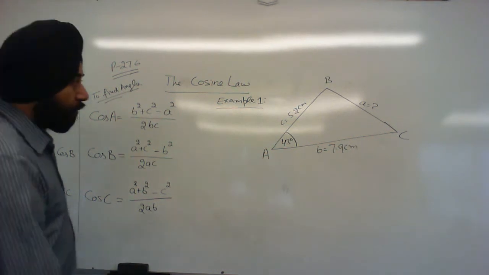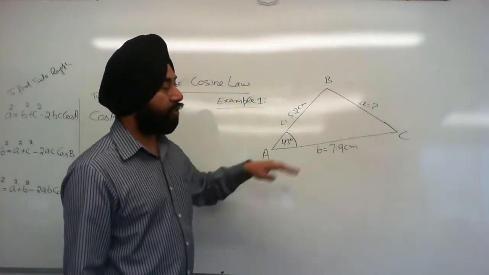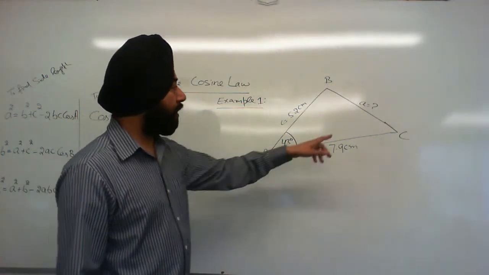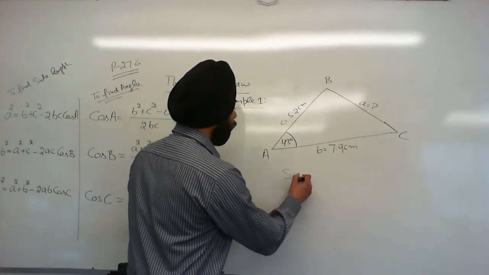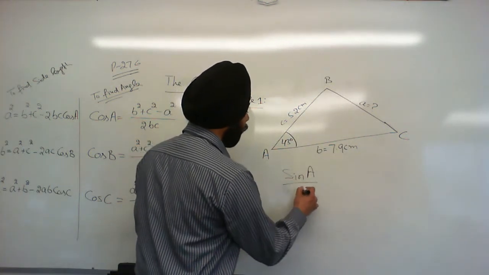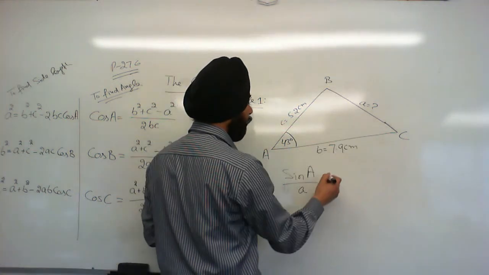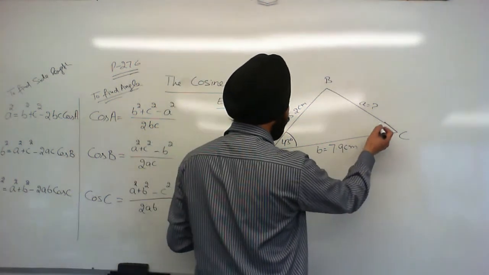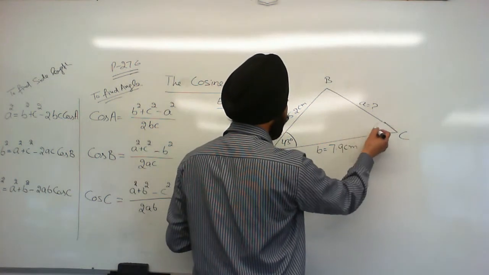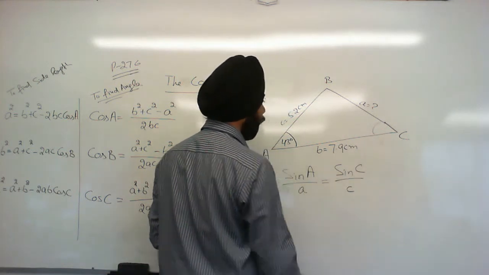Can you solve this problem with the sine law? You have to find A. So how will you write this? You can write it as sine of angle A divided by side length A. Sine of this divided by this is equal to, you can use this or this. If you want to use sine C, you can write it as sine C over C.